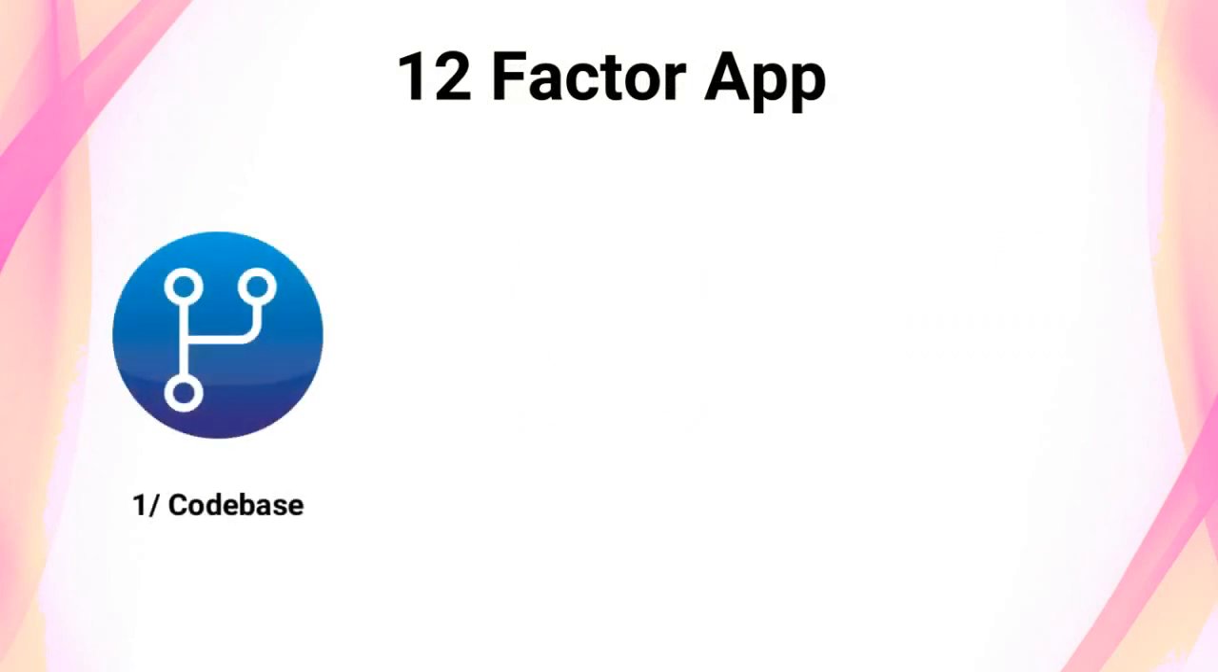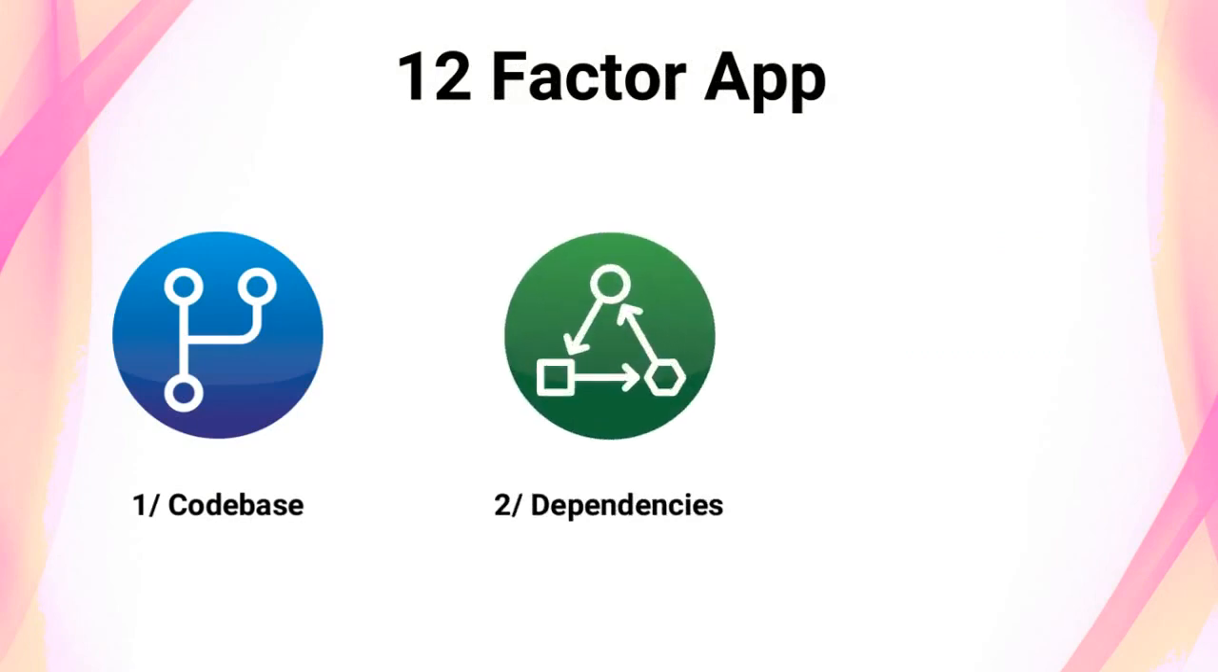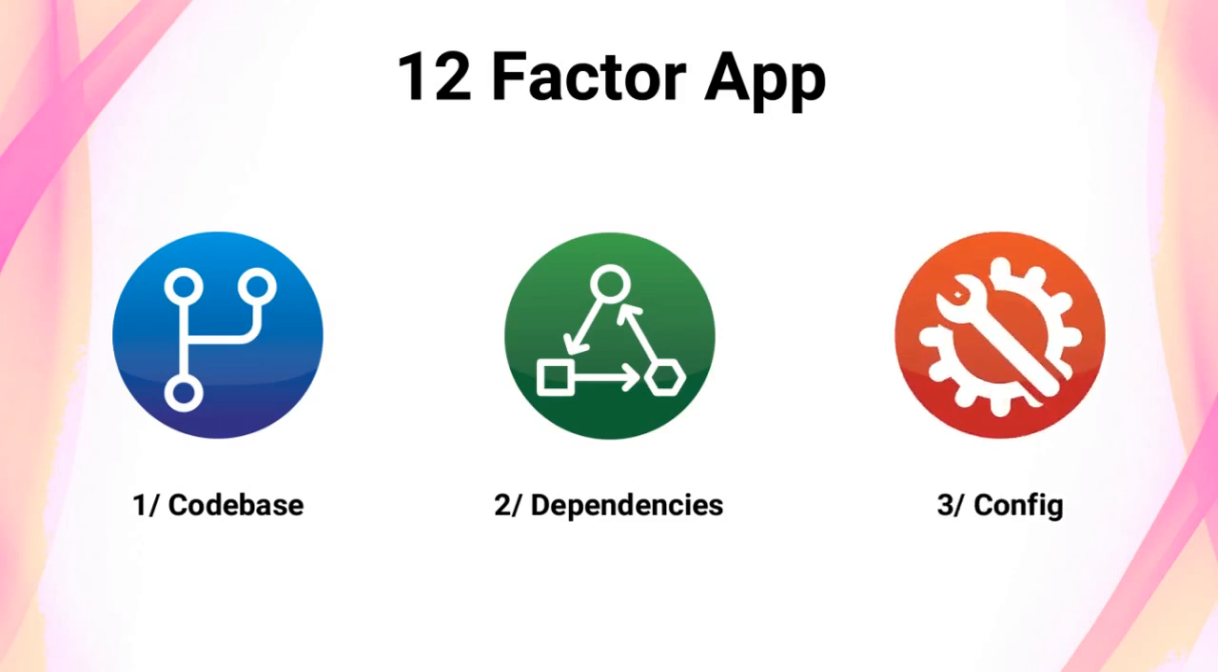The first one is code base. Use version control, one code base tracked in revision control for many deployments. Dependencies. Use a package manager and don't commit dependencies in the codebase repository. Config. Store the config in environment variable. If you have to repackage your application, you're doing it wrong.